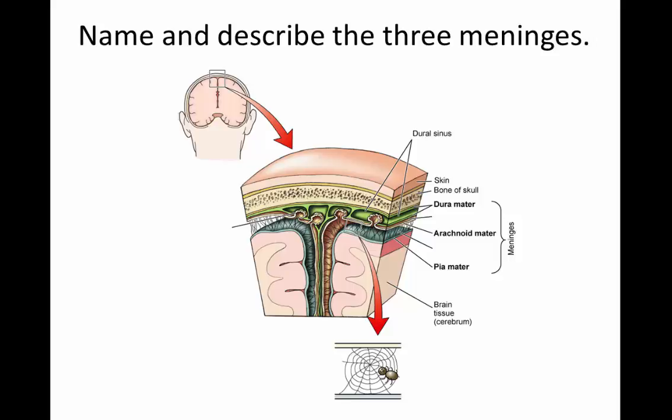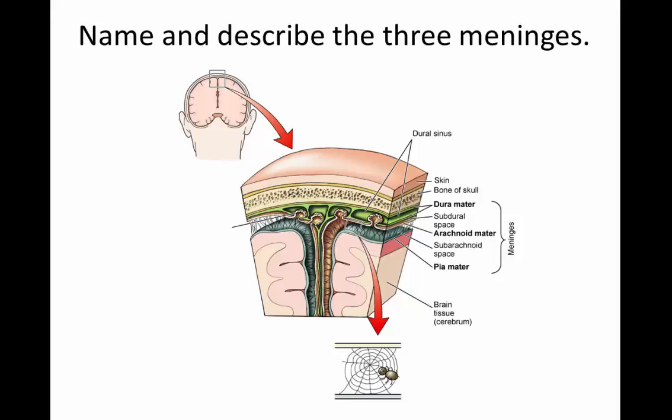In between these layers, we have other terms that are important to learn the names of. And so between the dura mater and arachnoid mater, we actually have the subdural space. The nice part about this is if we break down the name, sub means below, and dural is referring to the dura mater. And so the subdural is referring to the space that's below the dura but before the arachnoid mater.